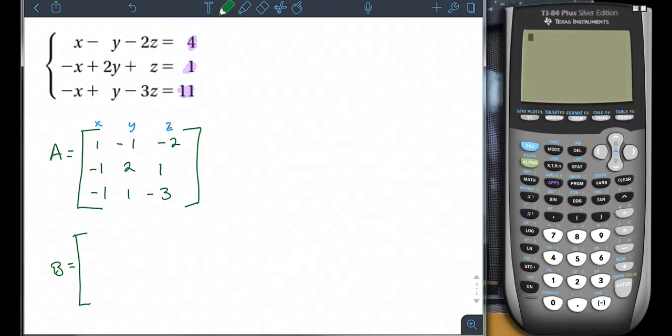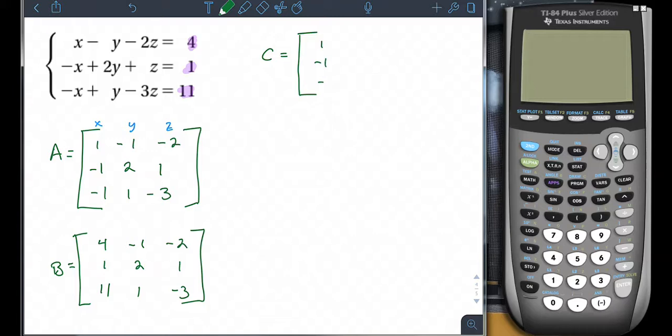So in this case, the first column is going to be 4, 1, 11, and then the rest of the matrix is going to be the same as matrix A. So I have my B matrix. Now my C matrix, I'm going to use that one to solve for Y. So I'm changing the Y values for the results of the equations. My X values are going to stay the same, and now I'm going to change my Y values. As you can see, I just changed the Y values.